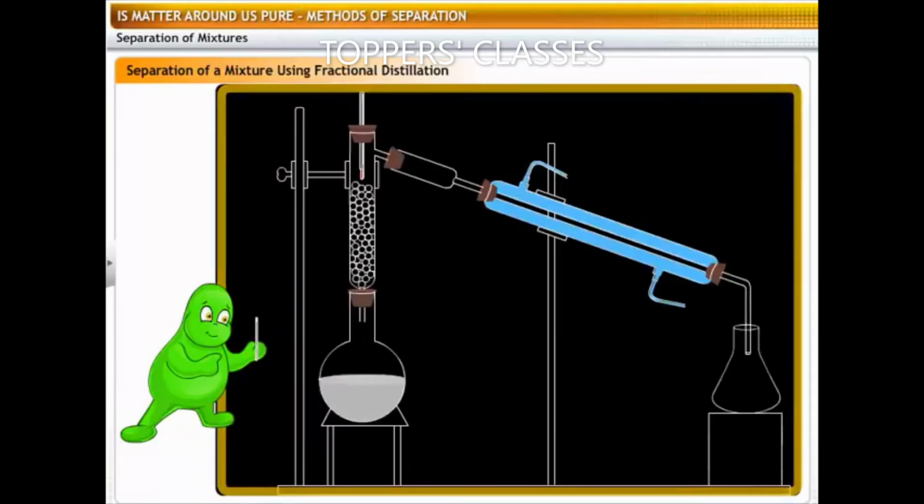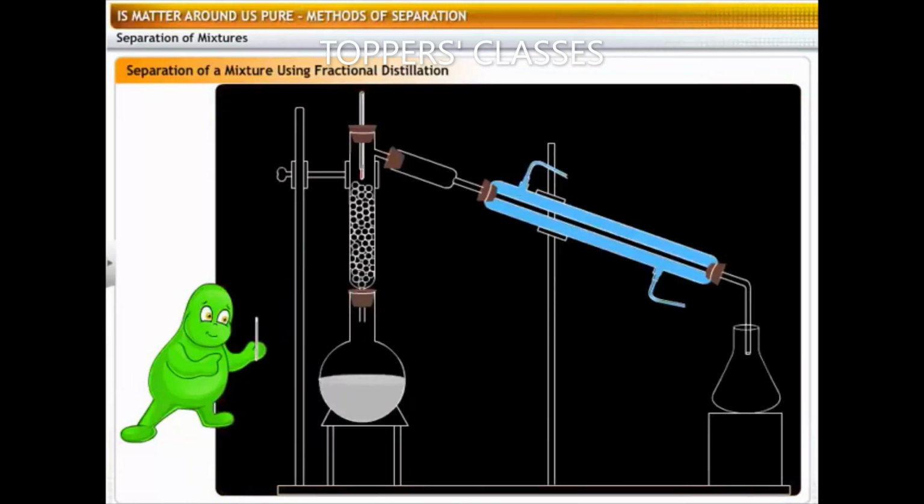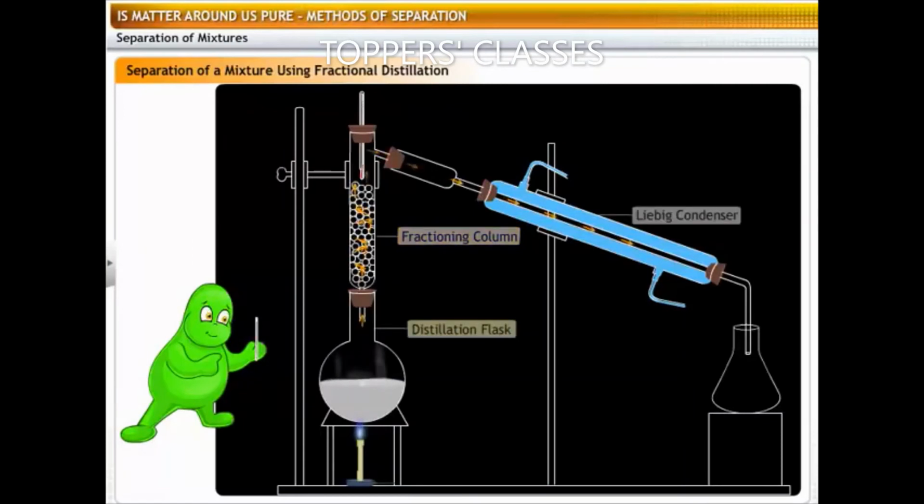As you can see in the diagram, the apparatus is almost the same as used in distillation. The only difference is that a fractioning column is fitted in between the distillation flask and the condenser. A simple fractioning column is made up of a tube packed with glass beads. The beads provide the surface for the vapors to cool and condense again and again.